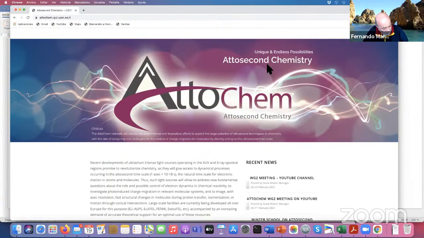There is another school that will take place from 22 to 26 March, about new computational methods for attosecond molecular processes. Unfortunately, the registration for this school is already closed because there was an avalanche of applications. In fact, we will not be able to accept everybody to this school, but our idea is to repeat this school every year. So if you are interested in this school and you cannot attend this year, you can do it next year. So keep tuned to our website, where you can find, as you see here, the news about the different events.